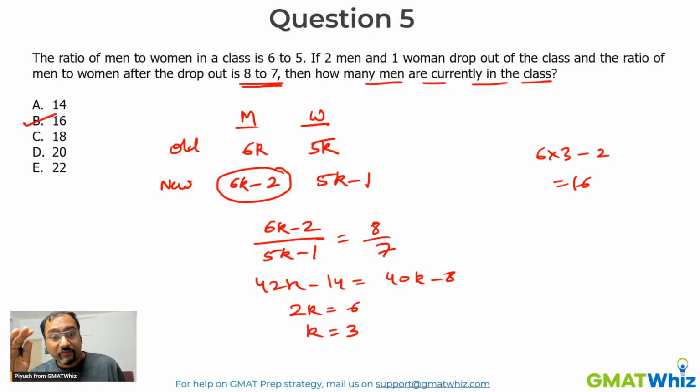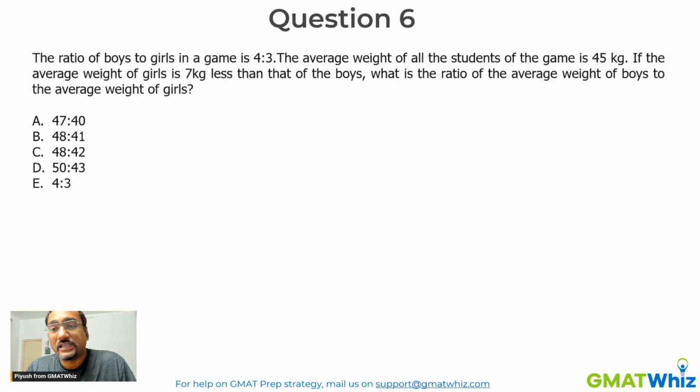Read very carefully. After you've gotten the variable's value, you can solve for anything. Just go back and see what the question is really asking for. It is asking for how many students or men are currently in the class. So it's asking for 6K minus 2. Mark my words, this is very, very critical, guys. Don't make that blunder. Now let's go to question number 6.